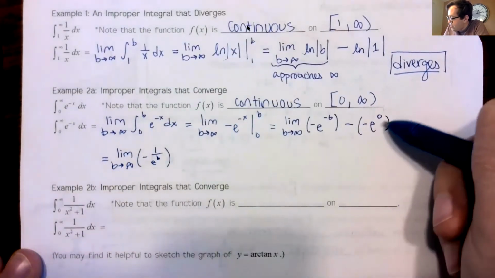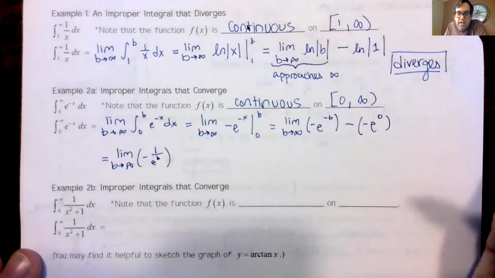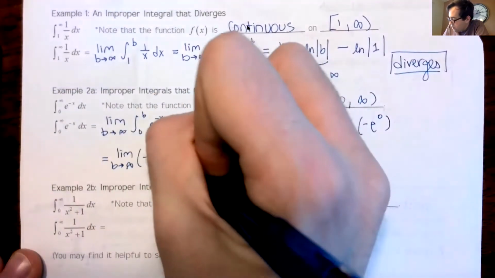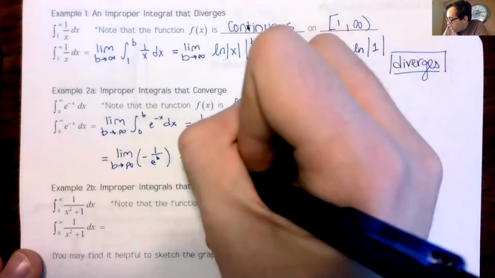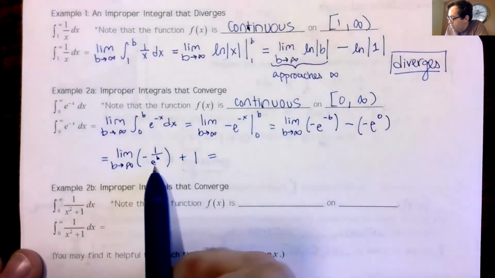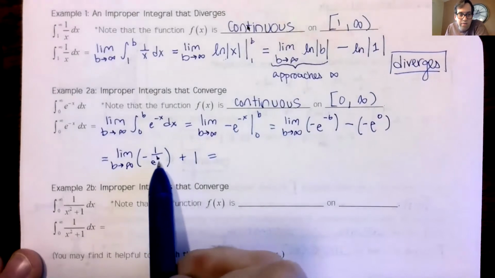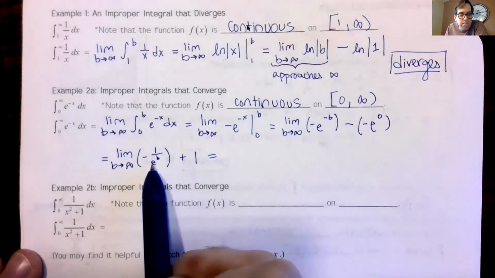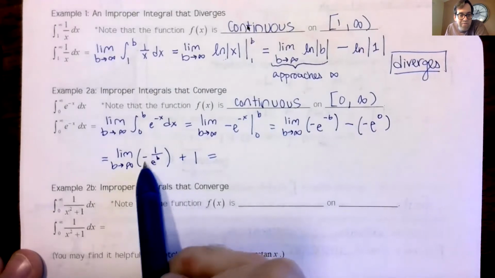And then e to the 0 is just 1, right? Anything to the 0 power is 1. So this is going to be plus 1. And so now I think about, okay, what happens as I plug in infinity here into this exponent? It's making the denominator grow infinitely. So that means that we really have 1 over infinity.